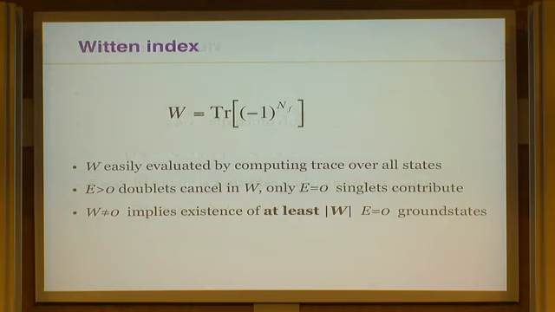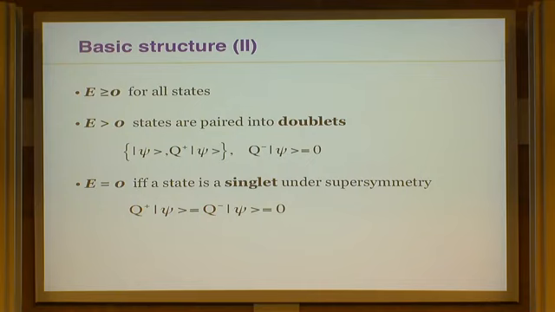So the trace is only supported by the zero energy states. That's very simple. And that means, for example, if you evaluate your W and it comes out to be 10, then there have to be at least 10 of these states in your spectrum, because all the states up here can never contribute to the Witten index.